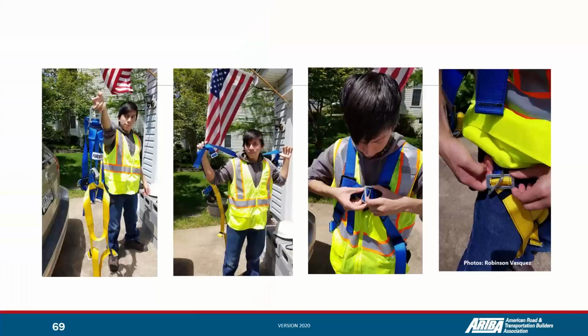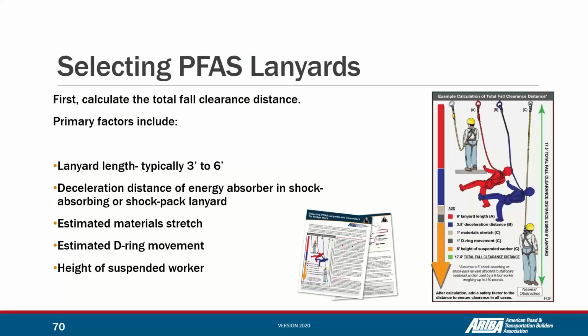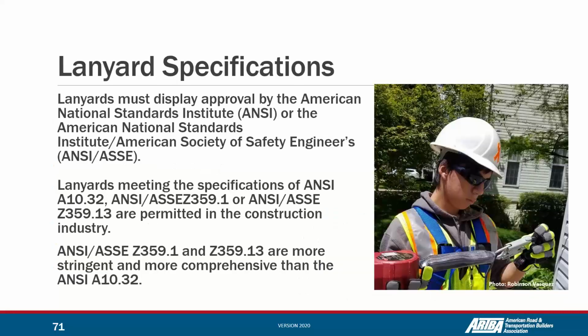Teach your workers at least person considering the elongation distance of energy absorbing in shock pack lanyard. And it's very important, the shock absorber, to reduce the impact. A shock absorber can reduce the impact to 800, 900 pounds instead of 2,500 pounds. The estimated materials, the stretch, the estimated ring movement, height of suspended workers, all these factors we need to take in consideration to calculate this 18.5 distance for fall clearance to prevent workers from touching the ground level.